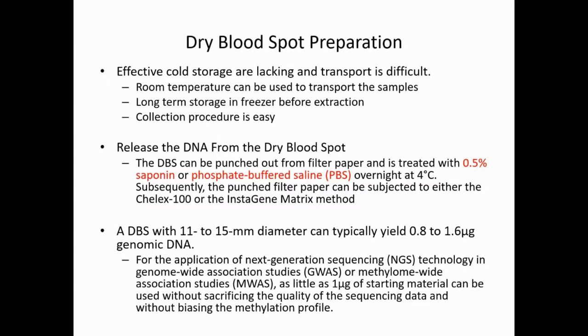method. And there are many advantages to using the DBS for genomic DNA preparation. So basically, you can do it at room temperature, because normally when you collect the blood, the blood must be stored at 4 degrees and processed as soon as possible to obtain the maximum DNA yield and quality. In contrast, the collected blood spot, DBS, can be dried at room temperature and shipped without refrigeration.